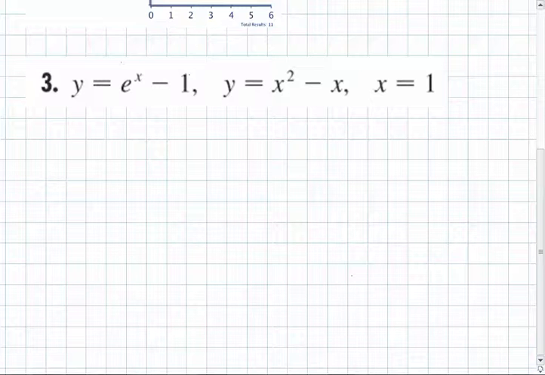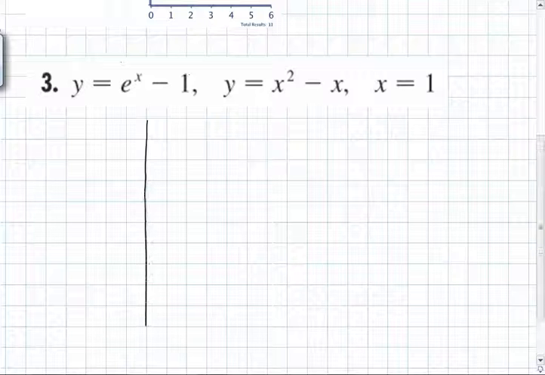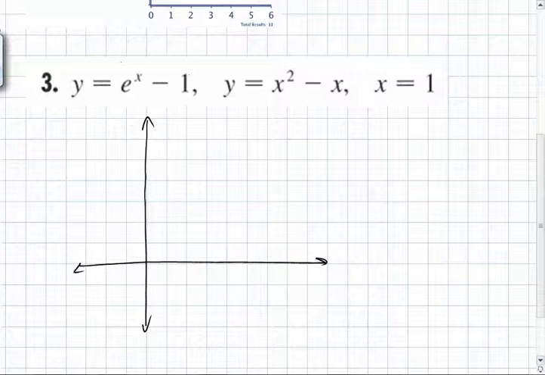Okay, y equals e to the x. Oh, that's nice. What's e to the 0? 1. 1 minus 1 is? 0. So this one starts at 0, and it just kind of goes up like this.